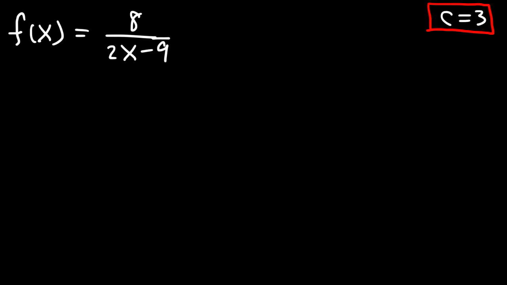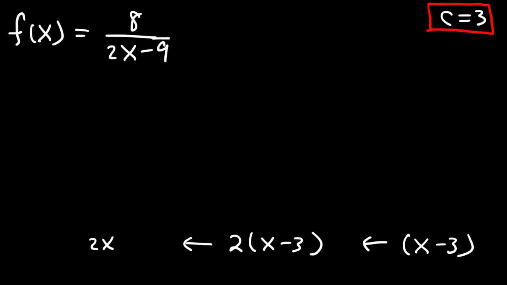So if we're going to center it at 3, we need the expression x minus c, or x minus 3. And notice that there's a 2 in front of the x. So thus we're going to have 2 times x minus 3. And if we distribute the 2, it's going to be 2x minus 6. Somehow, we need to get a negative 6 into this expression.